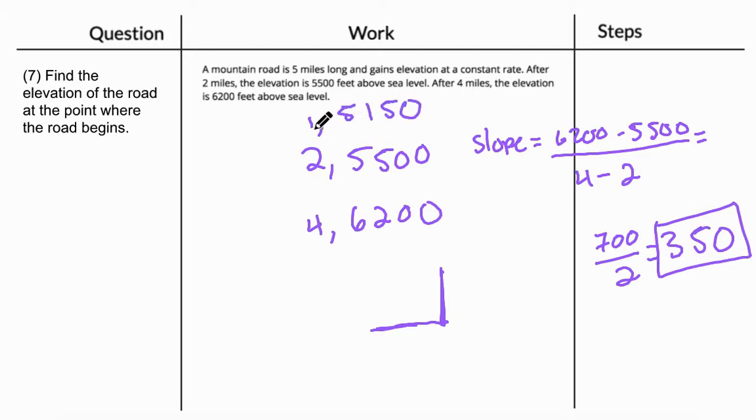So again, now if we wanted to find out at the very beginning, I'm going to move it over here because I ran out of space, but if I wanted to find out at the very beginning, 0 miles, then I would take this 5,150 and subtract 350. So in this one, if we wanted to find the elevation of the road at the point where the road began, we would find that it would be 4,800 feet above sea level.